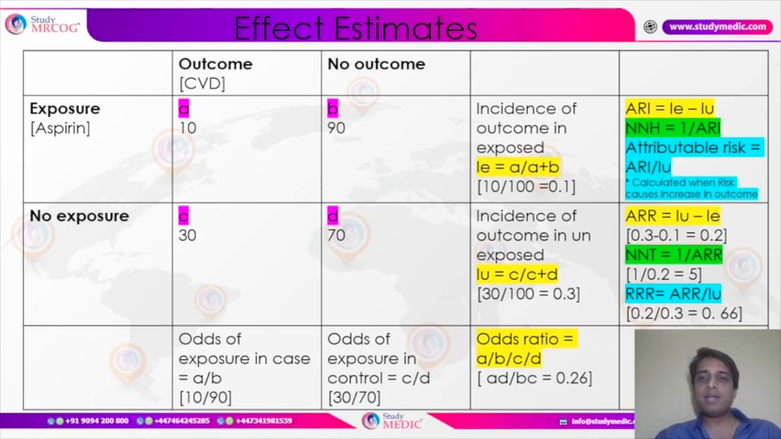Now, what is relative risk reduction? Relative risk reduction is absolute risk reduction divided by incidence in unexposed. How much is the risk reduction compared to those who are not given the treatment? About 66% can be attributed to this. Risk reduction is happening. Now, if the exposure or the treatment causes an increase in the outcome, then we can calculate absolute risk increase. It is IE minus IU. Number needed to harm is similar to number needed to treat. Attributable risk is similar to relative risk reduction.